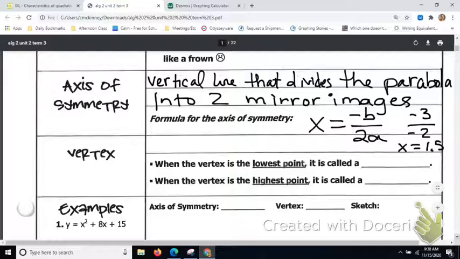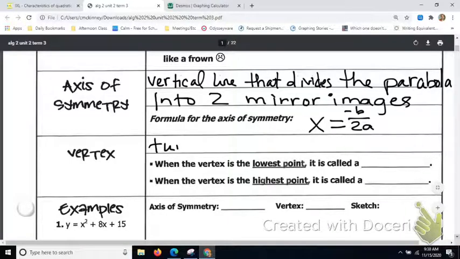So I'm going to have to erase some of that so I have a place to put my definition for vertex, because that needs to go right here. Let's tidy this up a bit. Negative b over 2a. All right. So our vertex is the turning point of the parabola.